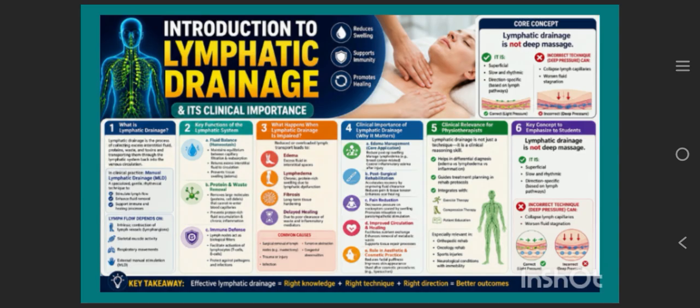Thirdly, it prevents tissue swelling, that is edema. Okay, these three are the functions of homeostasis, that is fluid balance. The second key function of the lymphatic system is protein and waste removal. What does it include? It removes large molecules.